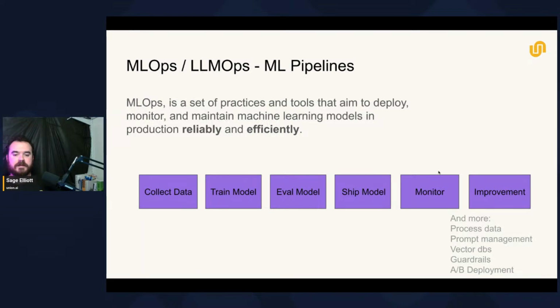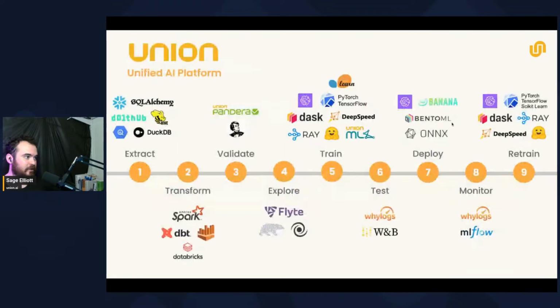And there's a lot more. Again, this is bare minimum. There's probably more on processing data, prompt management now if you're doing LLMs, vector databases and embeddings, guardrails for your LLMs, A/B testing. There's a whole bunch of different stuff that can go into a really complex pipeline. So how you build a complex pipeline is you use all these really cool tools that do a lot of these tasks for you that we just talked about.